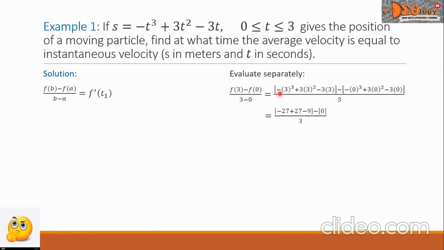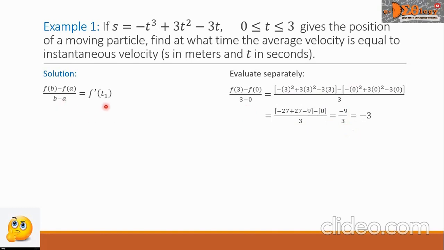Simplifying further, this negative 3 cubed now becomes negative 27, plus 3 times 3 squared is 27, minus 3 times 3 is 9. Then minus this whole group here is equal to 0. So we write here 0 all over 3. We can see here that our numerator is now equal to negative 9 all over the denominator 3, and the quotient will give us negative 3. This is the value for our left side.